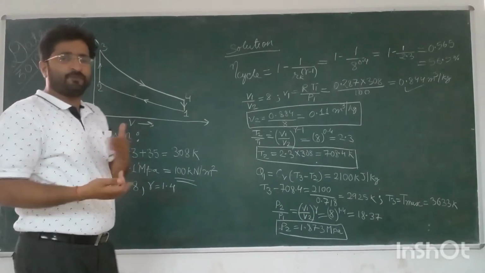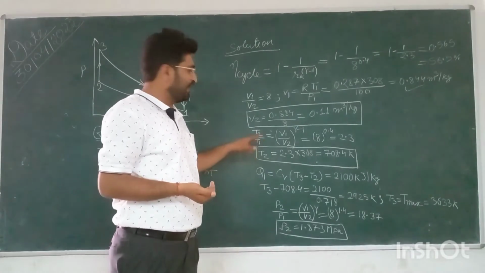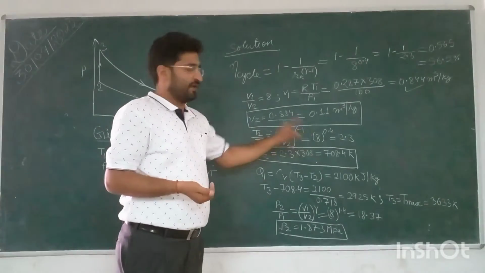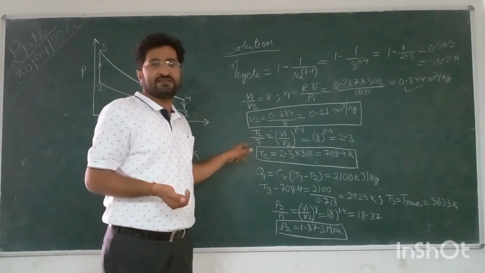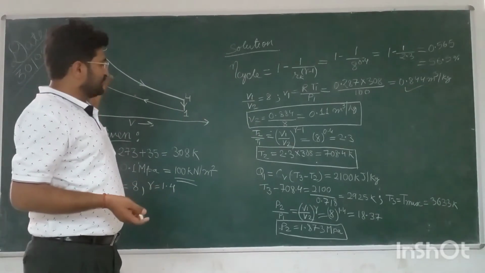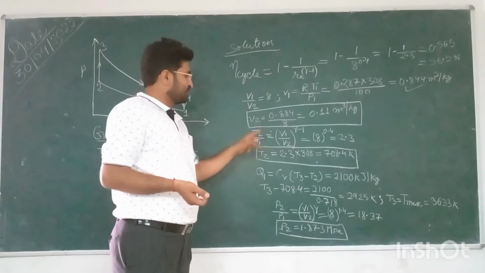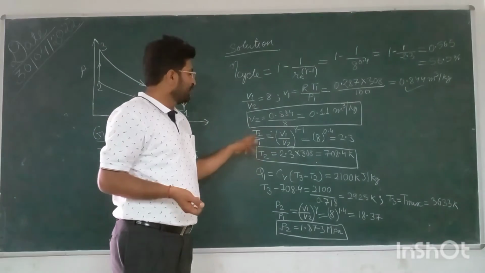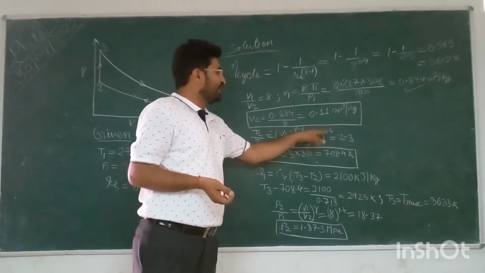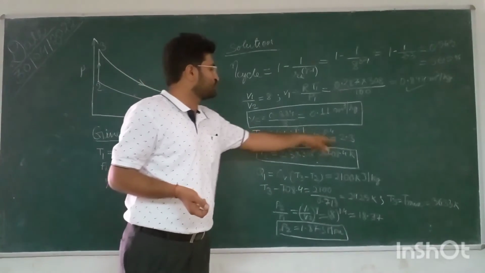So, to calculate the temperature at point number 2, we know the relationship T2 by T1 is equal to V1 by V2 to the power gamma minus 1. Since this process is the isentropic compression process, for an isentropic compression process we have a relationship between temperature and volume as written here. And we know V1 by V2 is equal to 8 and gamma minus 1 comes to 0.4. So T2 by T1 comes to 2.3.